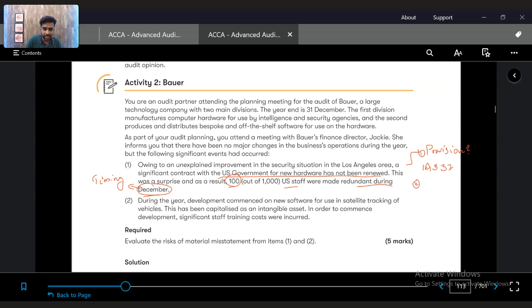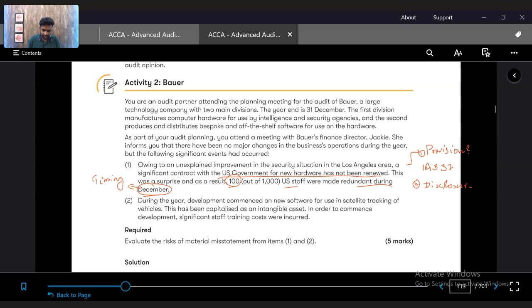The second aspect talks about the disclosure in relation to the redundancies. As per IAS 1 presentation, redundancy cost have to be disclosed very heavily in the financial notes to the financial statements. So that is another risk. Have they done the disclosure properly or not?